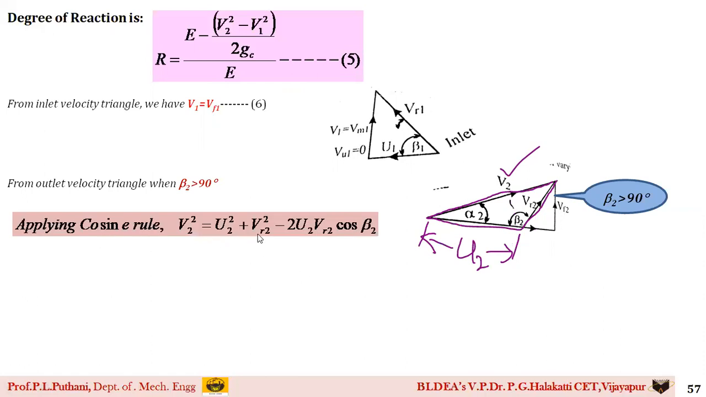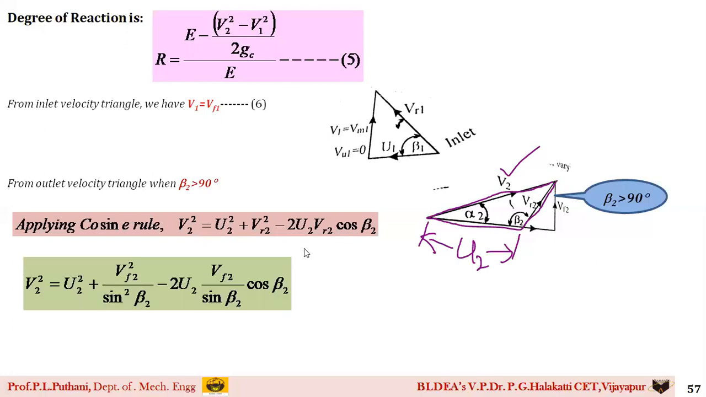So we are applying that cosine rule, which you can see here right now, minus 2U2 VR2 into cos beta 2, which we have applied right now. Next, we go for the analysis of this particular equation, and we are simplifying this VR2 square in this form, that is Vf2 square by sine square beta 2. Also, wherever VR2 is there, we are replacing this term. How are we going to replace?